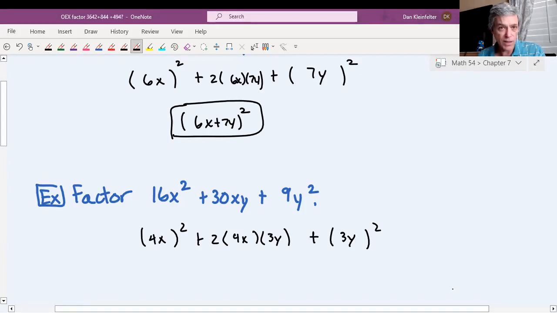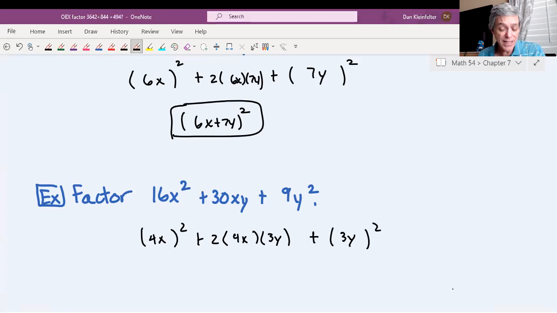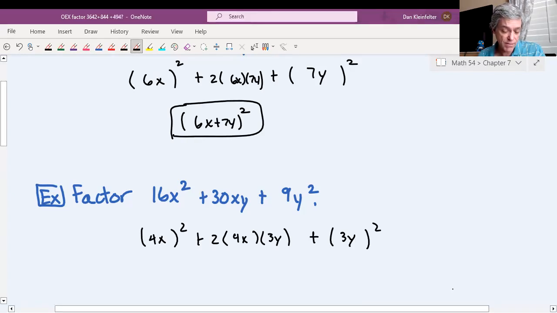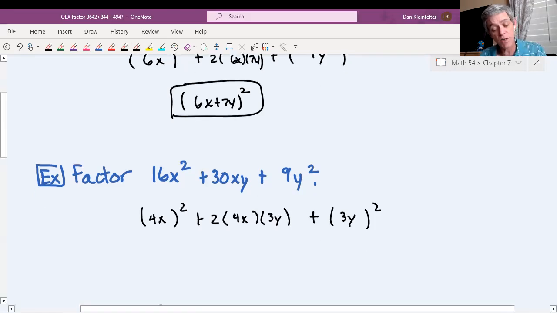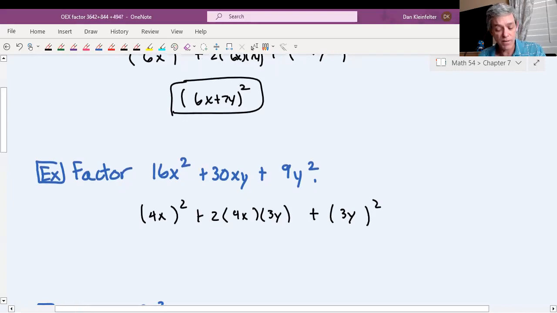So that didn't work, did it? So this isn't going to be a perfect square trinomial. Let me just double check. 16 square root is 4, 9 is 3. 2 times 4 is 8 times 3, 24. Yeah, that's not a perfect square. So for this one, we do need to do it another way. So let's figure that out.